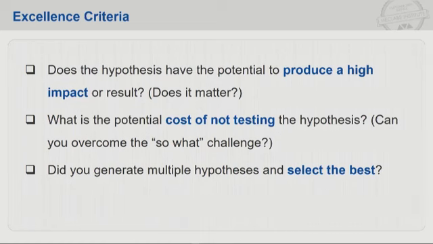Then there's a sort of excellence criterion. Does the hypothesis have the potential to produce high impact? Sometimes we test incrementally when we should be testing categorically. What do I mean? Well, if you have the wrong approach, you can refine it and refine it and refine it, but you're never going to see dramatic impact because it's the wrong approach. You may be testing short copy when you should be testing long copy.